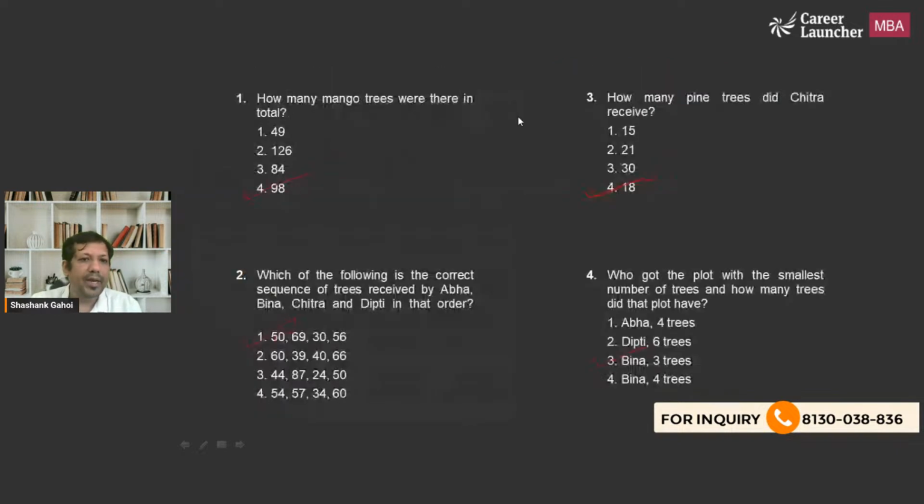Now I am directly going to look at question number 2. What does it say? Which of the following can be the correct sequence of the trees received by A, B, C, and D? A is equal to C plus 20, so A should be 20 more than C, and that is equal to D minus 6. So if A is 50, then C should be 30, and D should be 56. This satisfies. If this is 60, this is 40, this is 66, that also satisfies. This is 44, this is 24, this is 50, that also satisfies. 54, 34, 60, that also satisfies. So all three possibilities are there.